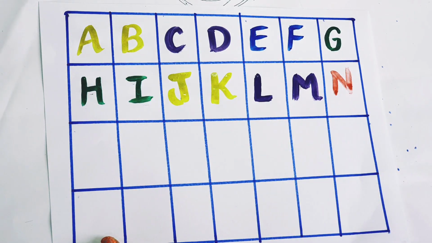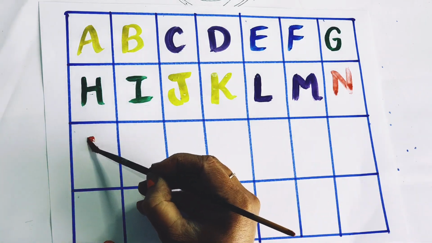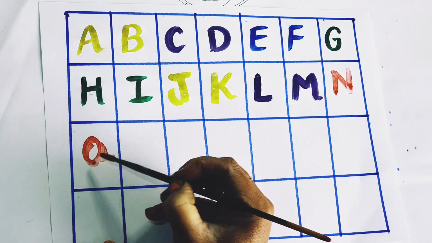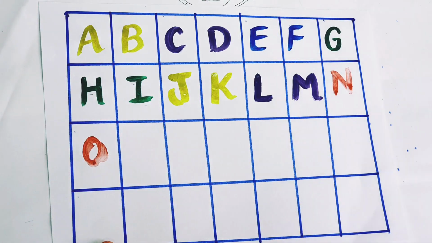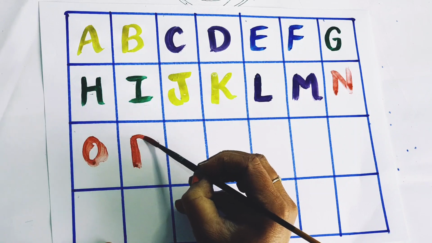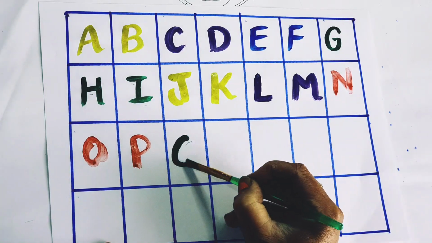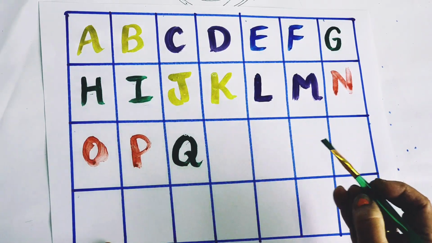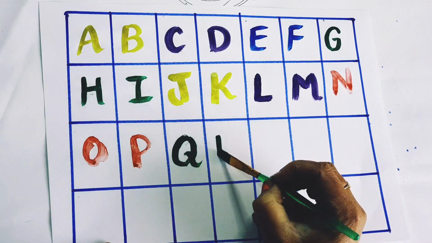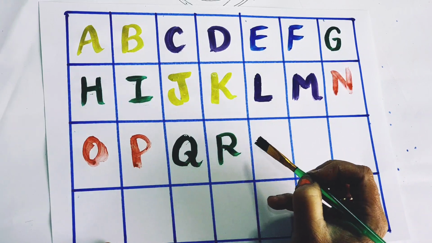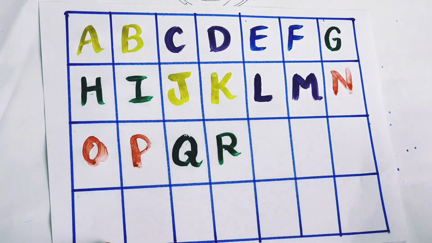N for nose. N for neck. O for orange. O for owl. P for piano. P for papaya. Q for queen. Q for quiz. R for ring. R for rat.